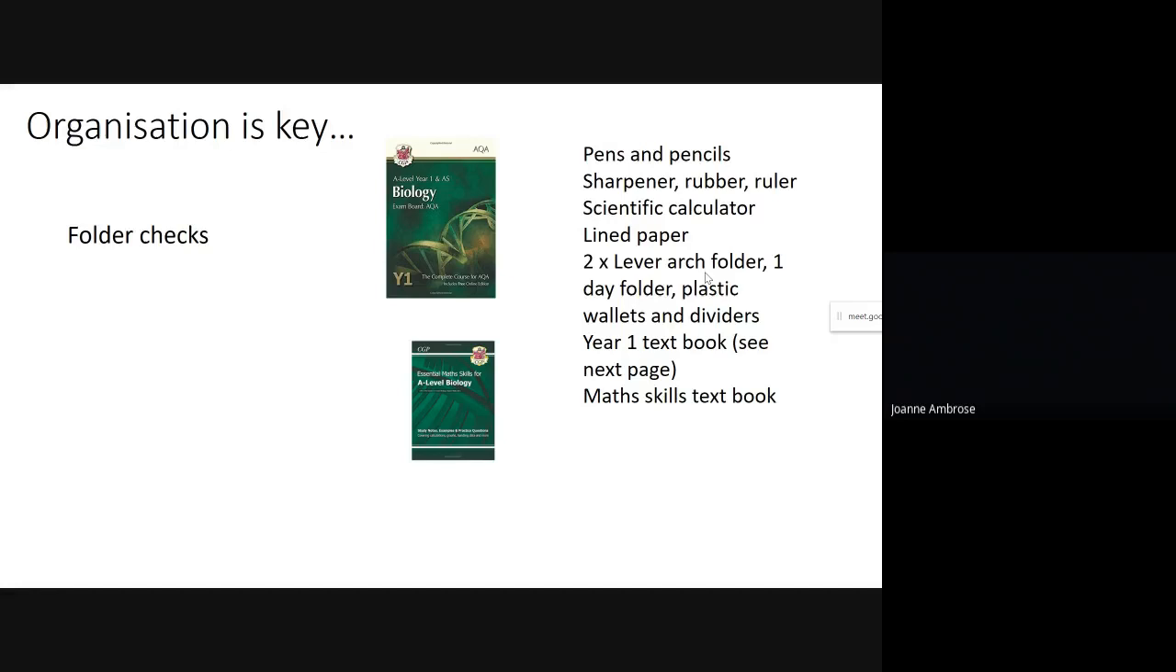You can take this day folder home to then put those notes in order in the correct topic divisions for the topics in biology, and you'll put them into one of your lever arch folders. The other lever arch folder will be left in school. This will contain all of your assessed works, all of your practical write-ups, all of your assessed essays and exams, etc., so that we have a record of your assessments in school, and these are free for you to take home when you're ready to go on study leave in year 13.